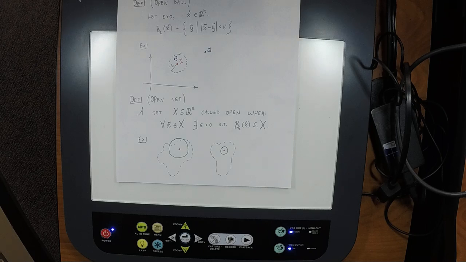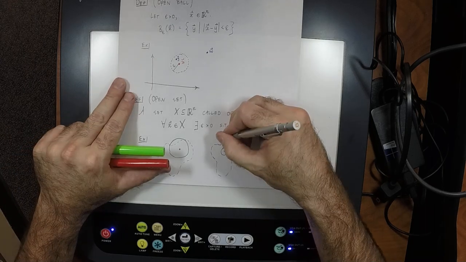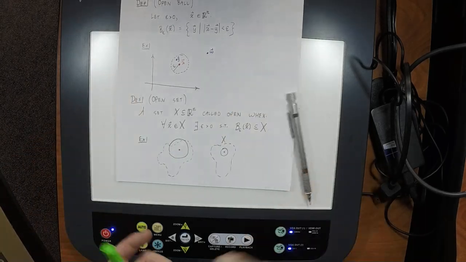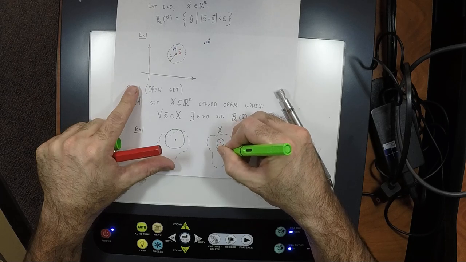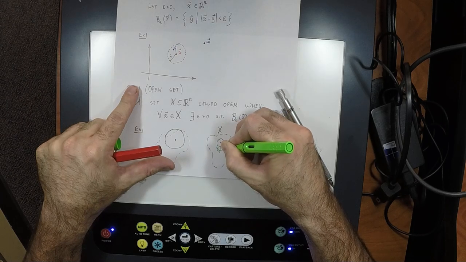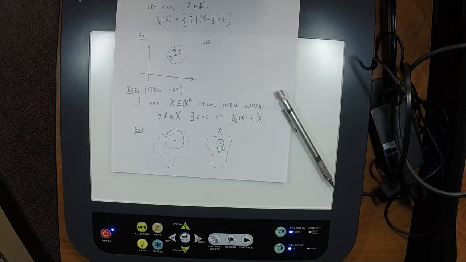Okay. So, if this is set X, then this ball of radius epsilon centered at point X is sitting inside of X. Okay.